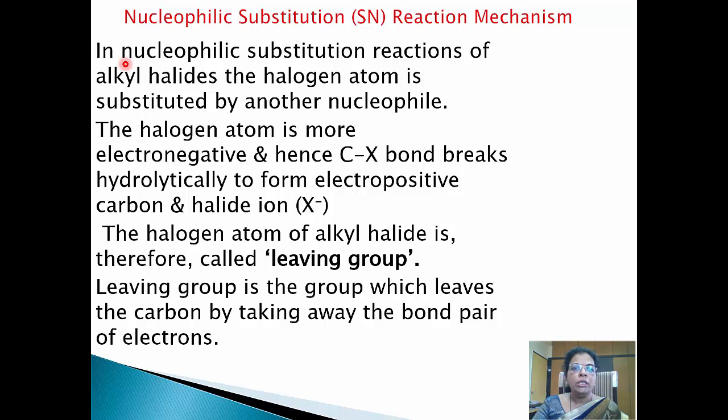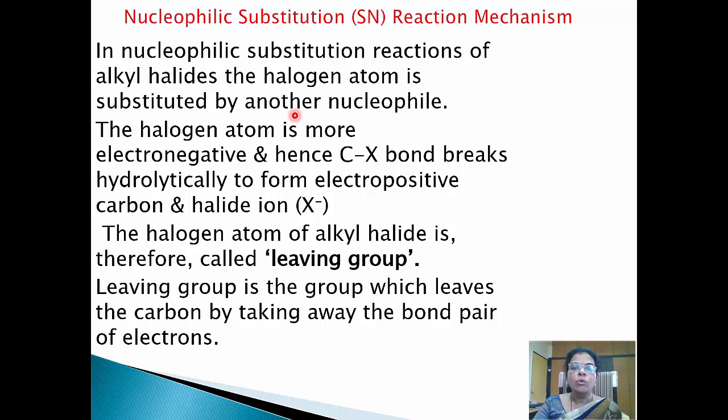Now we have seen various types of nucleophilic substitution reactions of alkyl halides, in which the halogen atom from the alkyl halide is substituted by or replaced by another atom or a group of atoms like hydroxy group, cyanide group, nitro group or alkoxy group, etc.